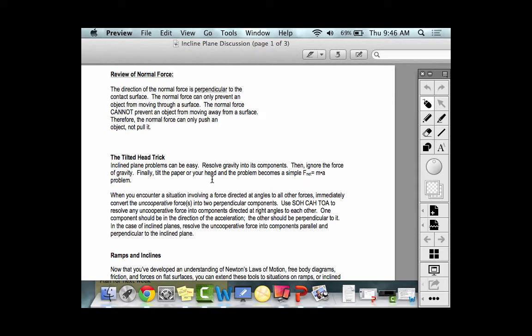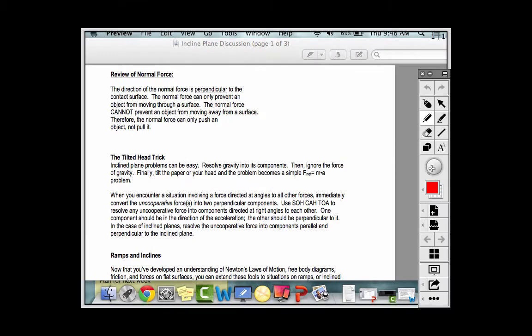This discussion is on inclined planes, and I encourage you to read the front of this sheet because it helps you out a little bit with some of the inclined plane stuff. But something I would like to comment on real quickly is a review of the normal force.